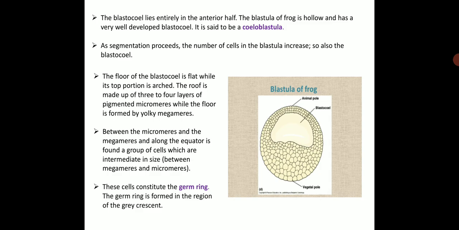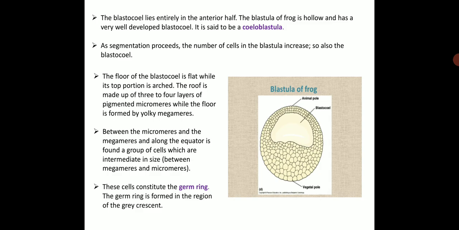As the segmentation proceeds, the number of cells in the blastula increases, so the blastocoel also increases its size. The floor of the blastocoel is flat while the top portion is arched. You can look at this picture. The roof is made up of 3 to 4 layers of pigmented micromeres, small cells, while the floor is formed by yolk megameres.